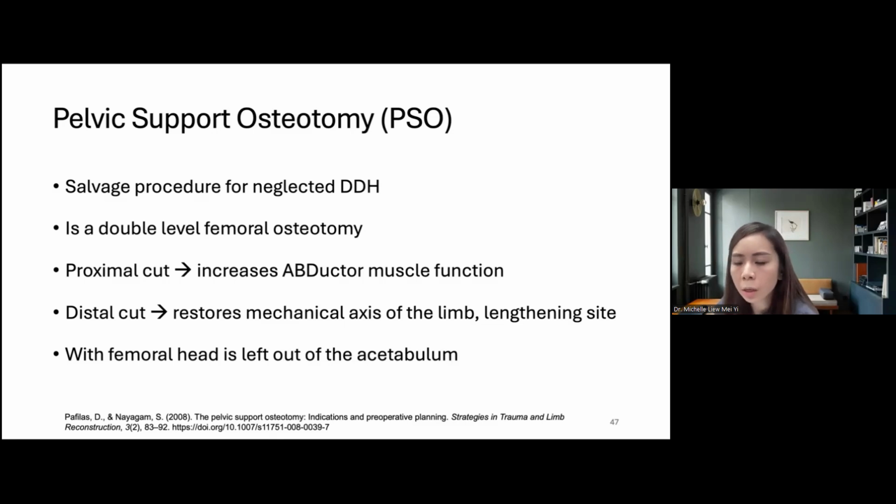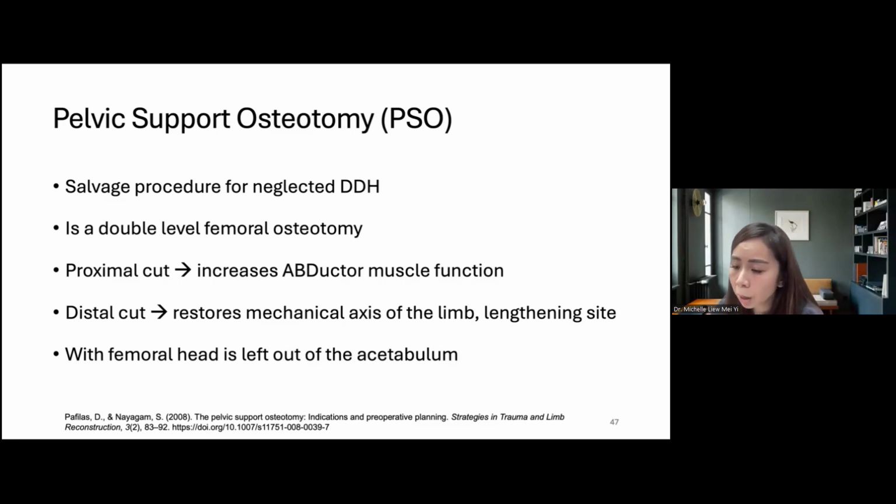So thus restricting their range of motion, especially hip abduction, or having difficulty walking where they get easily fatigued in their mobilization. So essentially it's a salvage procedure for cases of neglected DDH. So what exactly is a PSO, a pelvic support osteotomy?